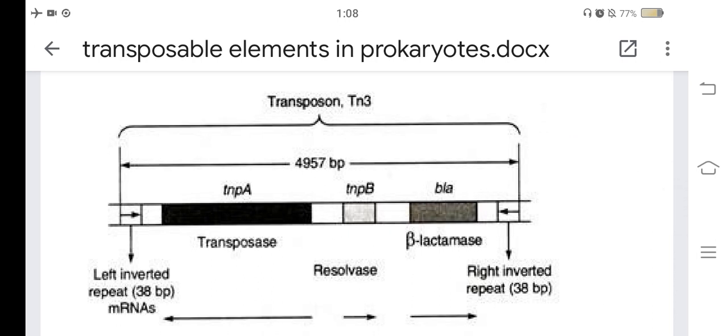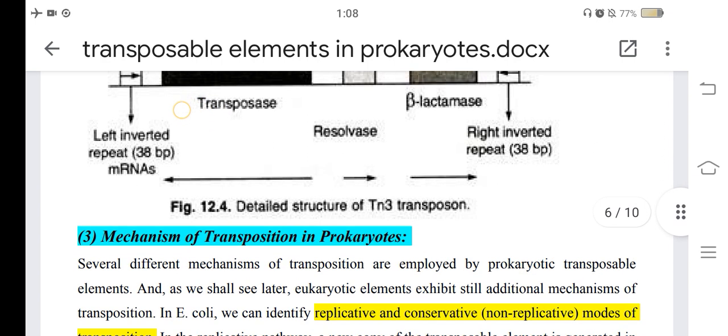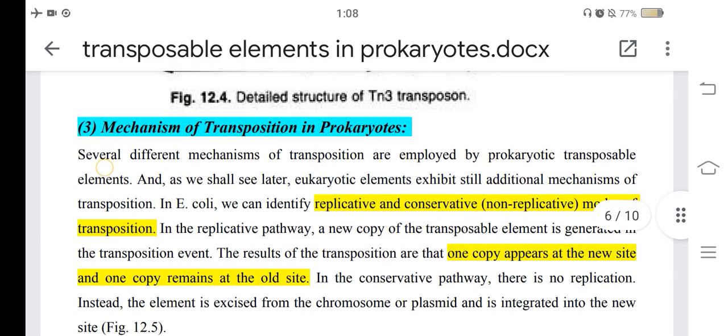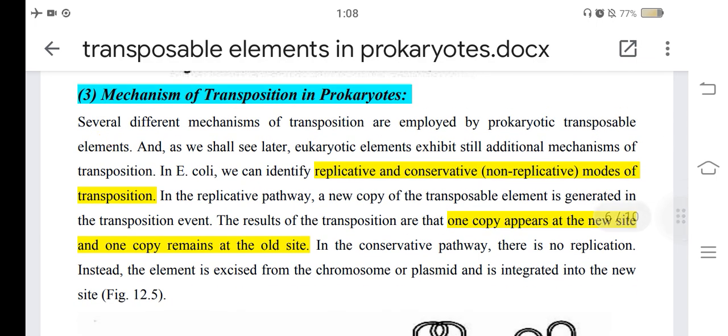The transposon Tn3: left inverted repeat, transposase, resolvase, right inverted repeat. This details the structure of the Tn3 transposon. Then, the mechanism of transposition in prokaryotes.